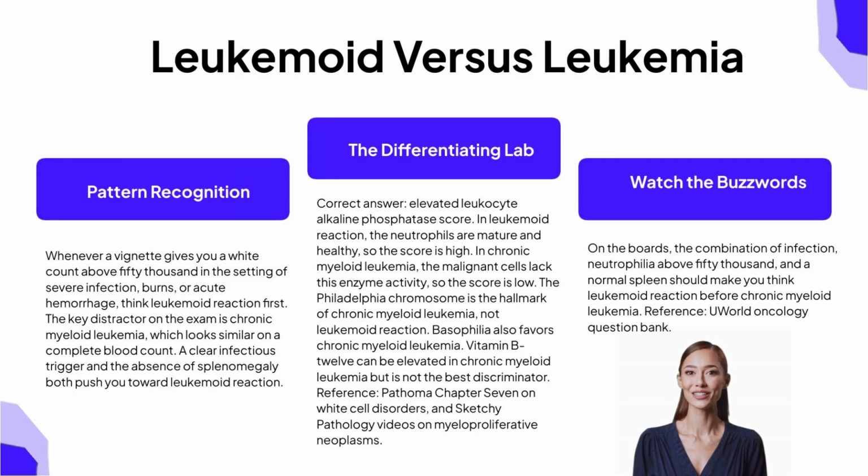The distinguishing test is the leukocyte alkaline phosphatase score. In leukemoid reaction, the neutrophils are mature and healthy, so the score is high. In chronic myeloid leukemia, the malignant cells have lost that enzyme, so the score is low. Use these clues: clear infectious trigger, no splenomegaly, and the left-shifted cells still look normal. That is leukemoid reaction. The Philadelphia chromosome and basophilia are hallmarks of chronic myeloid leukemia, not leukemoid reaction. This concept is covered beautifully in Pathoma Chapter 7 and in Sketchy Pathology videos on myeloproliferative disorders.